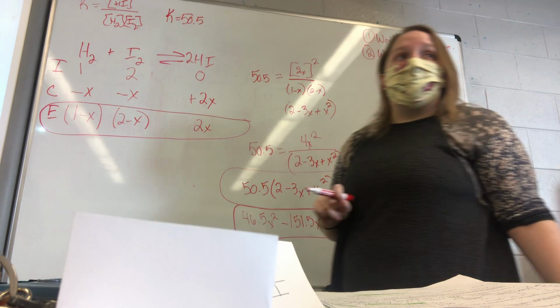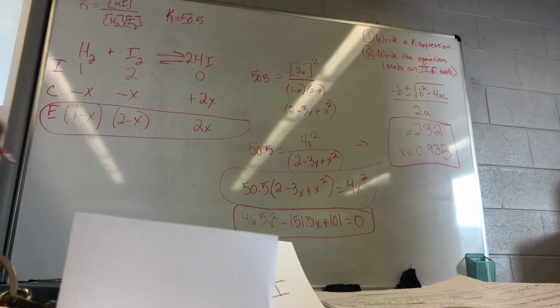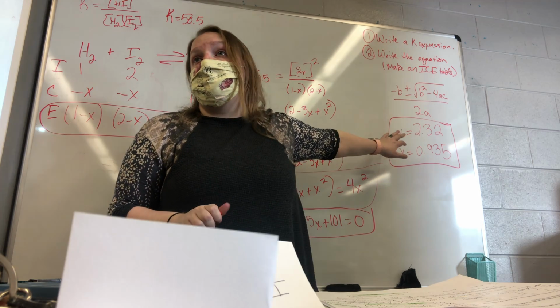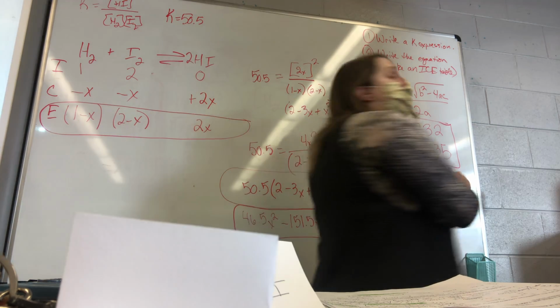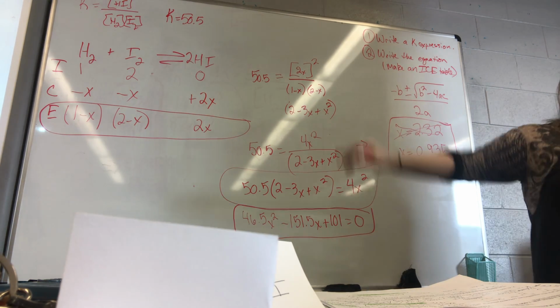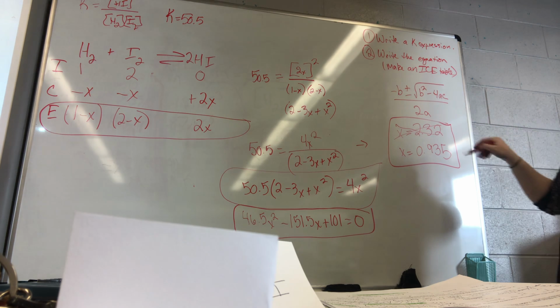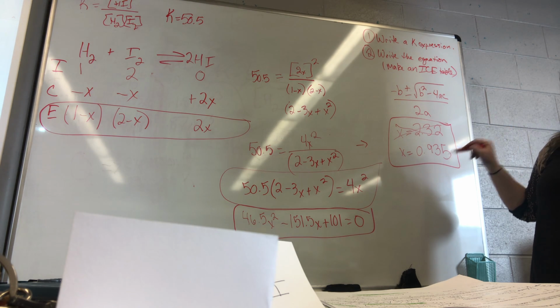If we look back at our original initial concentrations, the lowest one we have is a 1. Can we get a negative concentration? Please say no. No. We're talking matter here. You can't have negative matter, right? So that being said, which of those two numbers doesn't make sense? The first one. This guy doesn't make sense because our smallest concentration is 1. So 0.935 must be our x value.